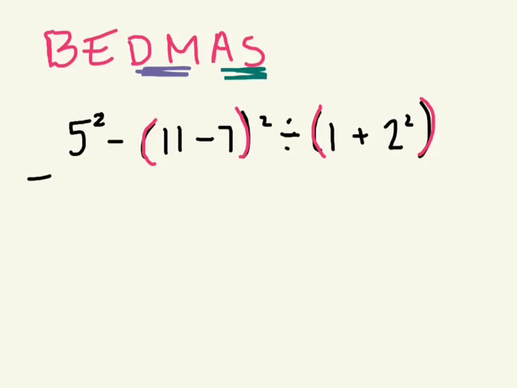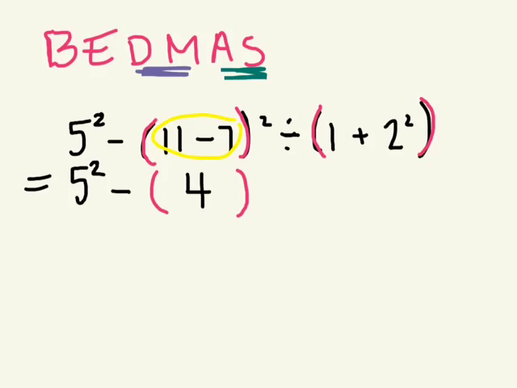So what I'm going to do is I'm going to write equals underneath. I'm not doing anything with this 5 to the power of 2, so I'm just going to write it right underneath. Take away. Now I'm going to simplify what's inside my bracket. What's 11 take away 7? Can you simplify that? 4, good. 11 take away 7 is 4. So I have 4 inside the bracket. This is what's been simplified.